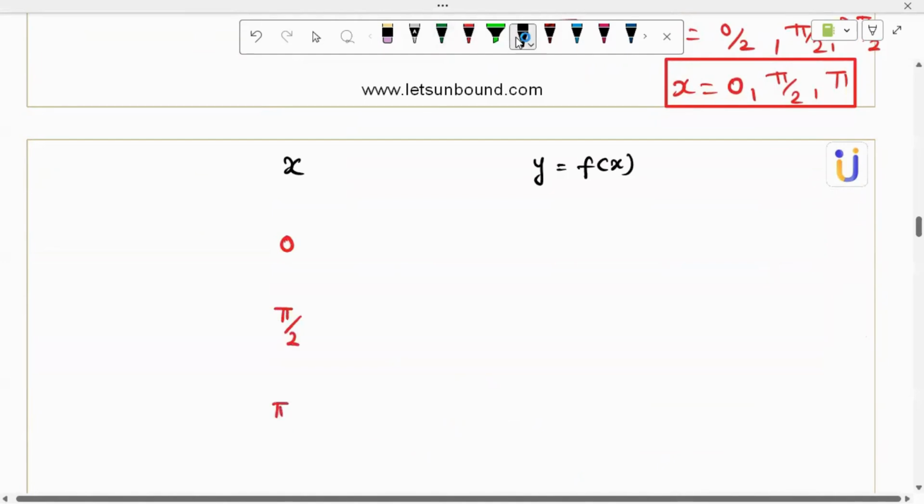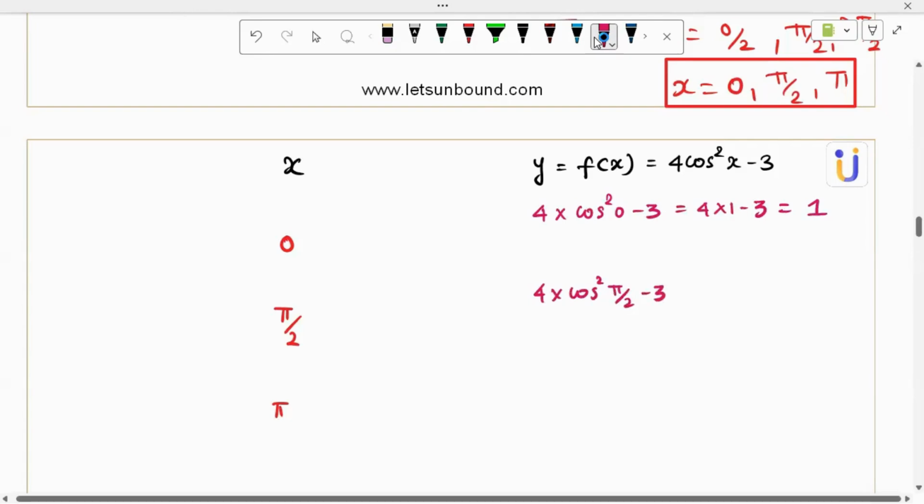Now a direct substitution. What is f of x actually? The simplified version, 4 cos square x minus 3. Let's start substituting. 4 cos square 0 minus 3. Cos 0 is 1. So 4 times 1 minus 3, which is 1. Then here, 4 times cos square pi by 2 minus 3. Cos pi by 2 is 0. At odd multiples of pi by 2, cos will be 0. So the first term fully vanishes and we get minus 3 here. Then 4 times cos square pi minus 3.